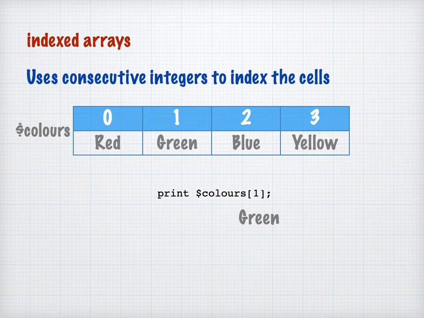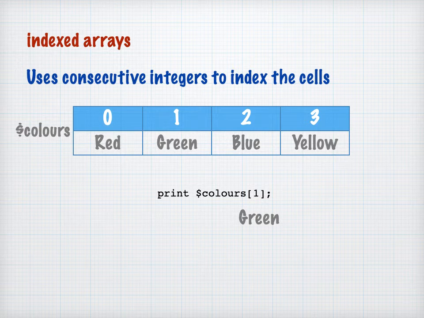Now if we print colors 3, that would print out yellow. If we did print colors 0, that would print out red. The important point is that we have to put the index inside the square brackets. In this instance, I'm literally just writing the number in that gap between the square brackets. It could be a formula, it could be a variable between the square brackets in some complicated program that we're writing.